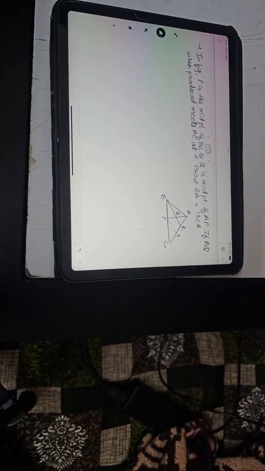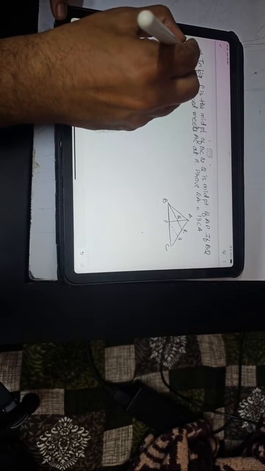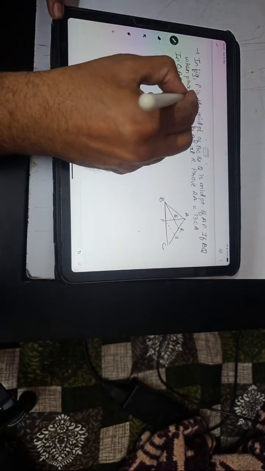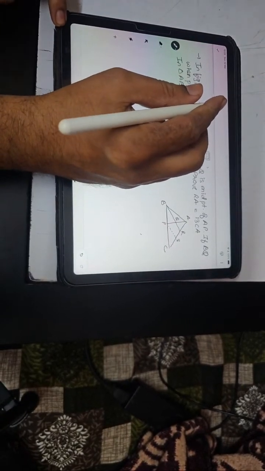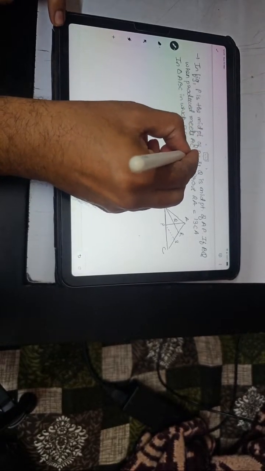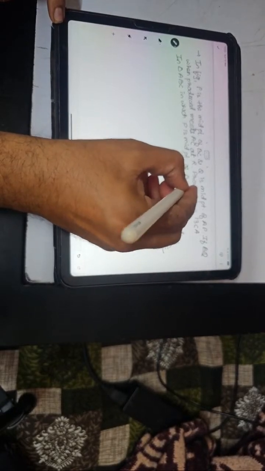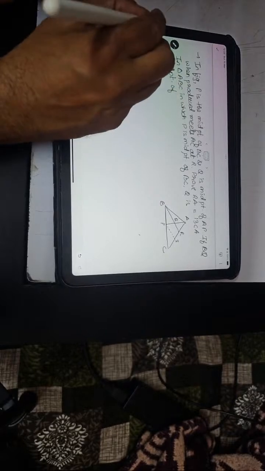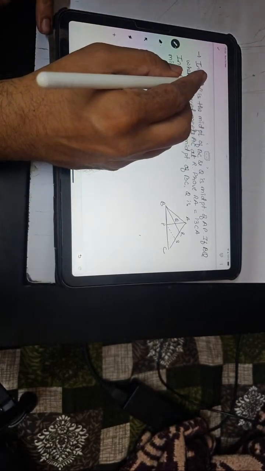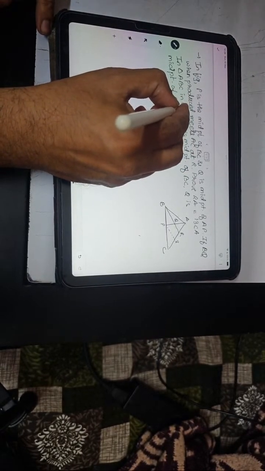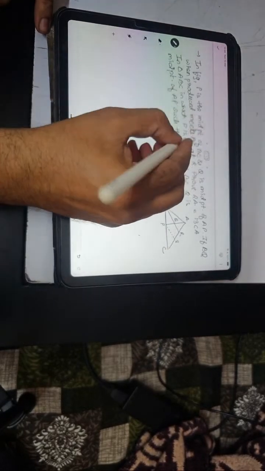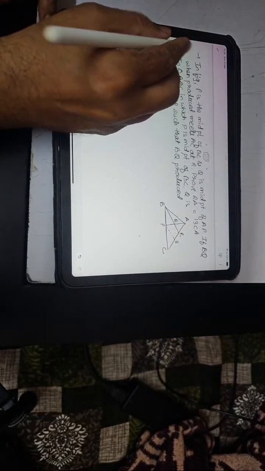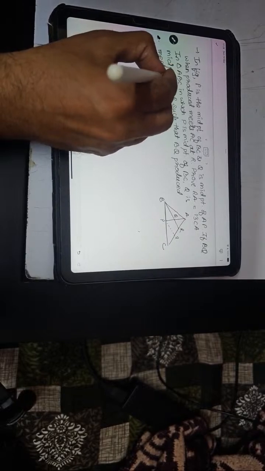This is the figure which is formed. Now here in triangle ABC, P is midpoint of BC, Q is midpoint of AP, such that BQ produced meets AC at R.